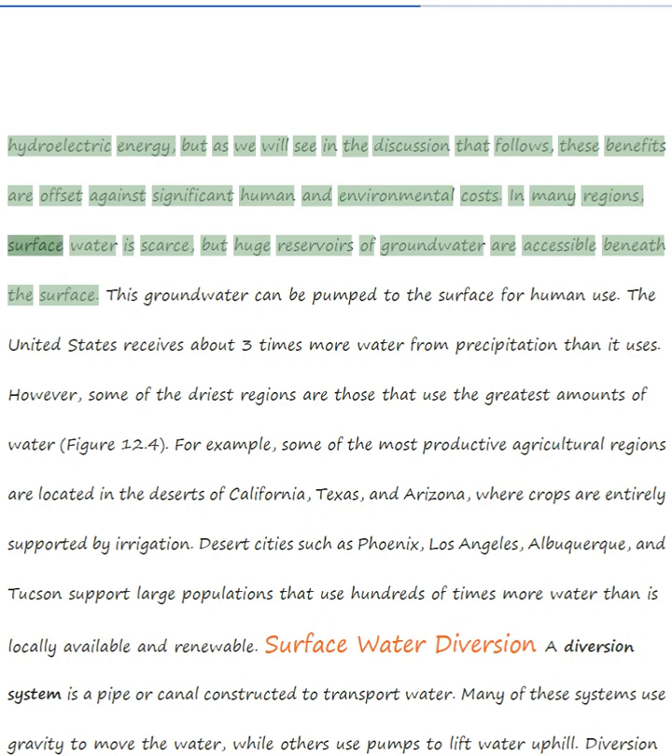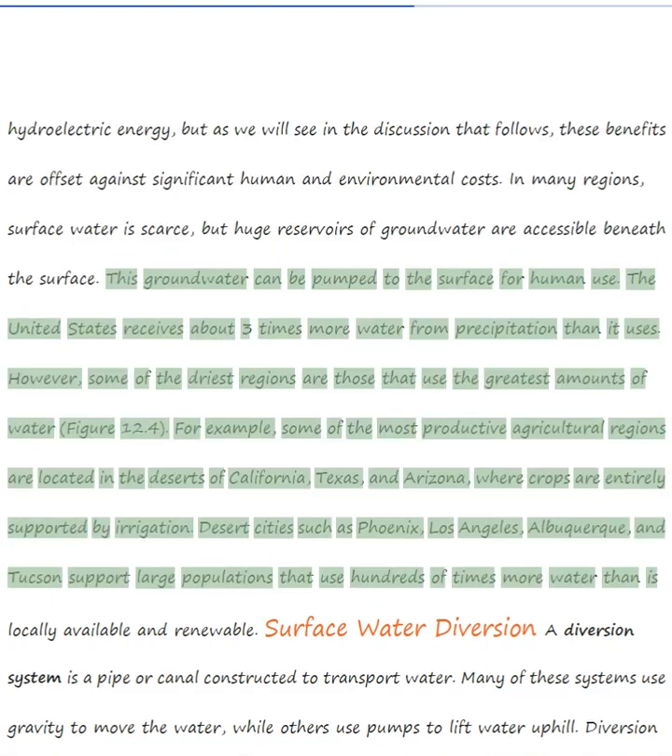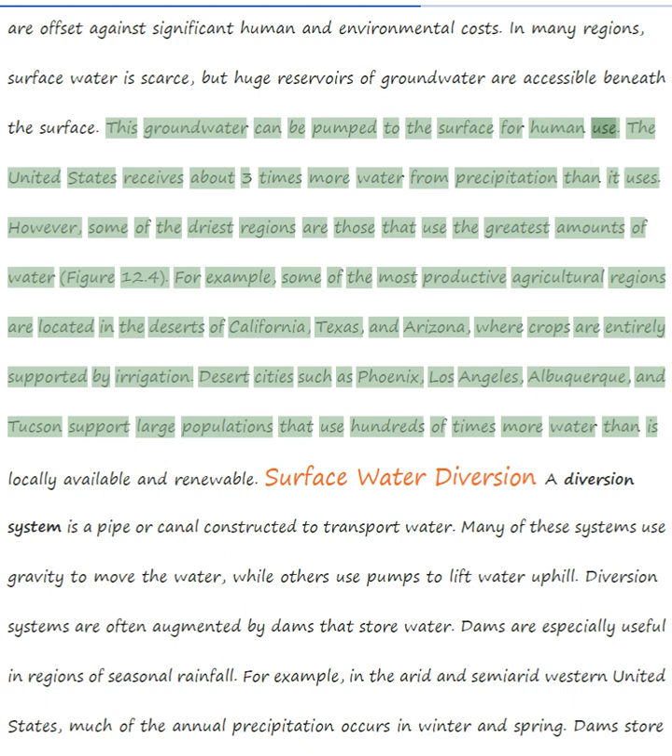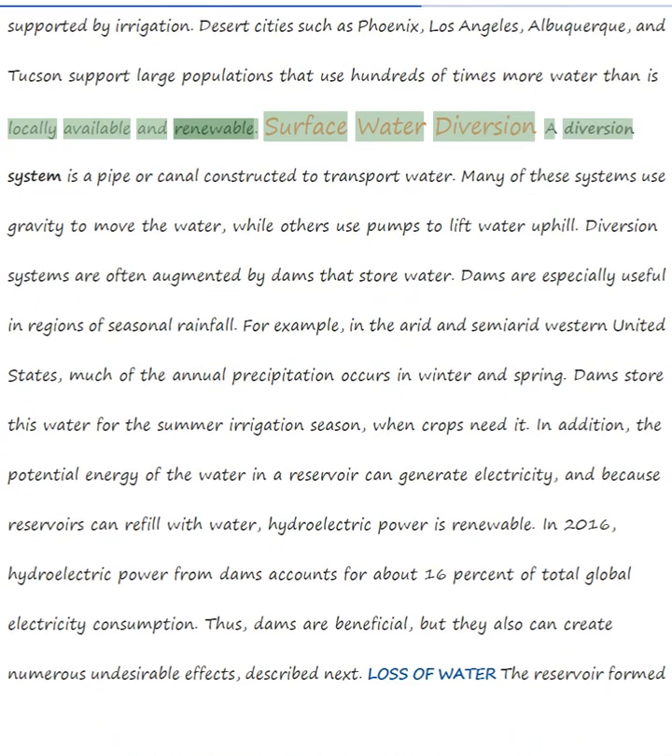In many regions, surface water is scarce, but huge reservoirs of groundwater are accessible beneath the surface. This groundwater can be pumped to the surface for human use. The United States receives about 3 times more water from precipitation than it uses. However, some of the driest regions are those that use the greatest amounts of water. For example, some of the most productive agricultural regions are located in the deserts of California, Texas, and Arizona, where crops are entirely supported by irrigation. Desert cities such as Phoenix, Los Angeles, Albuquerque, and Tucson support large populations that use hundreds of times more water than is locally available and renewable.